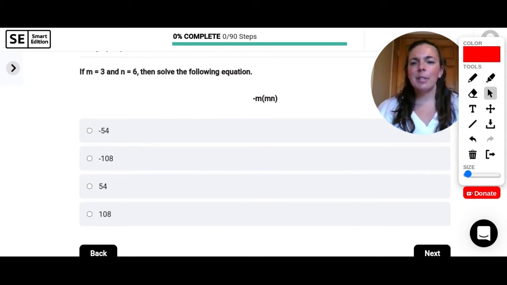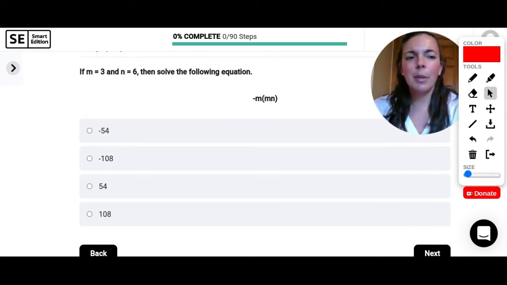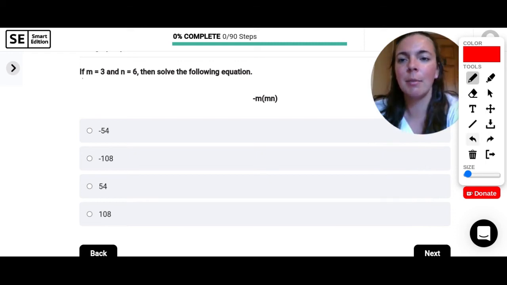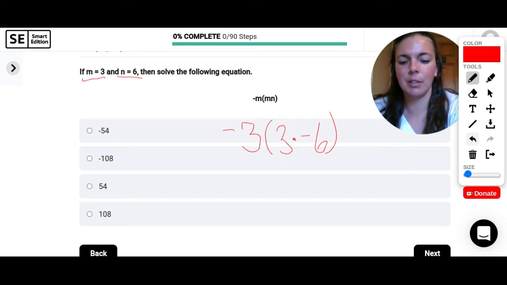Okay, if m is equal to 3 and n is equal to 6, then solve the following equation. So we're going to plug in m equals 3 and n equals 6. So negative m is -3. And then m times n in parentheses will be 3 times -6. So we have only multiplication left here, so we can do it in any order, and just multiply -3 times 3 times -6.